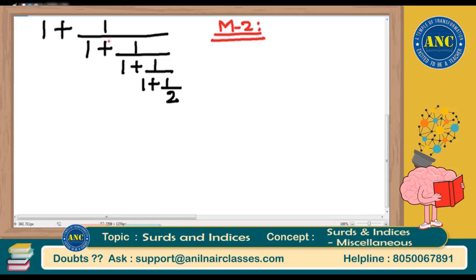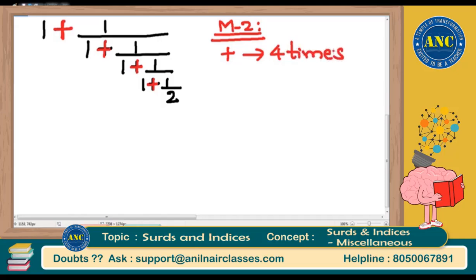Listen carefully. First of all, how many plus signs are there in this question? This is the first one. This is the second one. This is the third one. This is the fourth plus. That means plus is there 4 times.